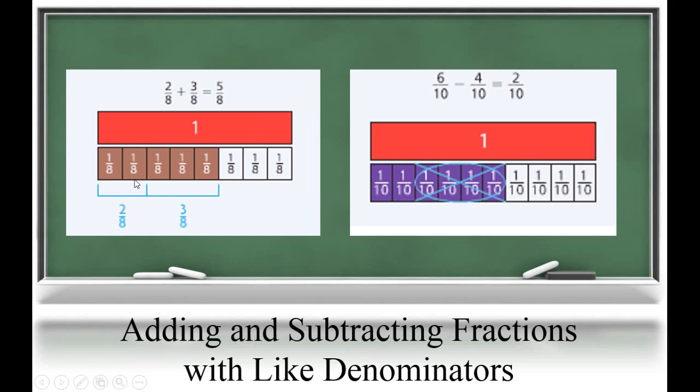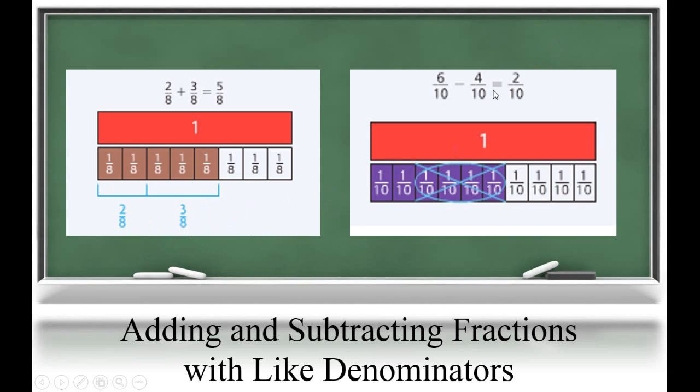We can see they have 2/8 here, and 2/8 is really 2 eighth-size pieces. And we have 3/8 here, so if we count them up, that's 1, 2, 3, 4, 5/8. It's just like saying 2 pencils plus 3 pencils equals 5 pencils. 2/8 plus 3/8 equals 5/8. We didn't change the size of the piece.